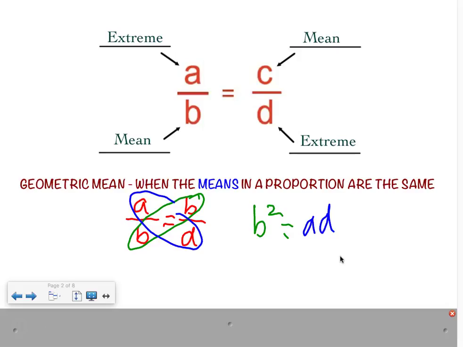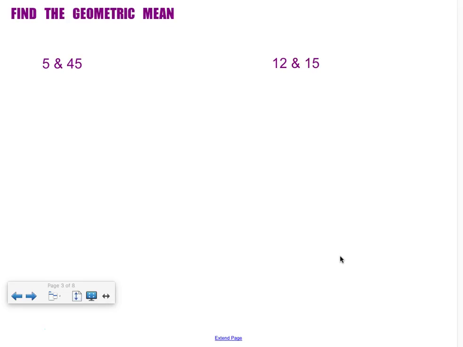So when you're asked to find the geometric mean of two numbers, it wants you to multiply those two numbers, and then how would I undo a square? Square root. So then I'd have B equals the square root of whatever A times D is. Let's practice that. Our next example: find the geometric mean of 5 and 45.